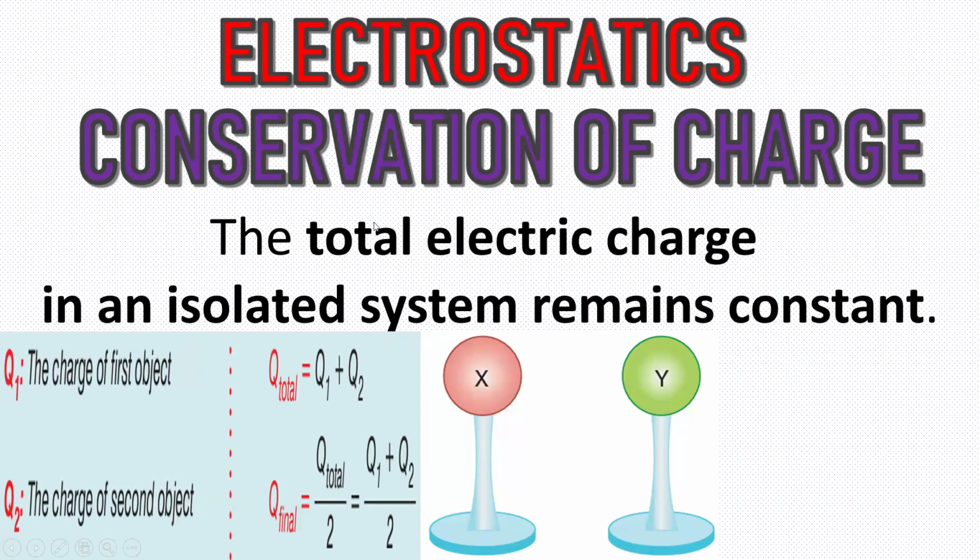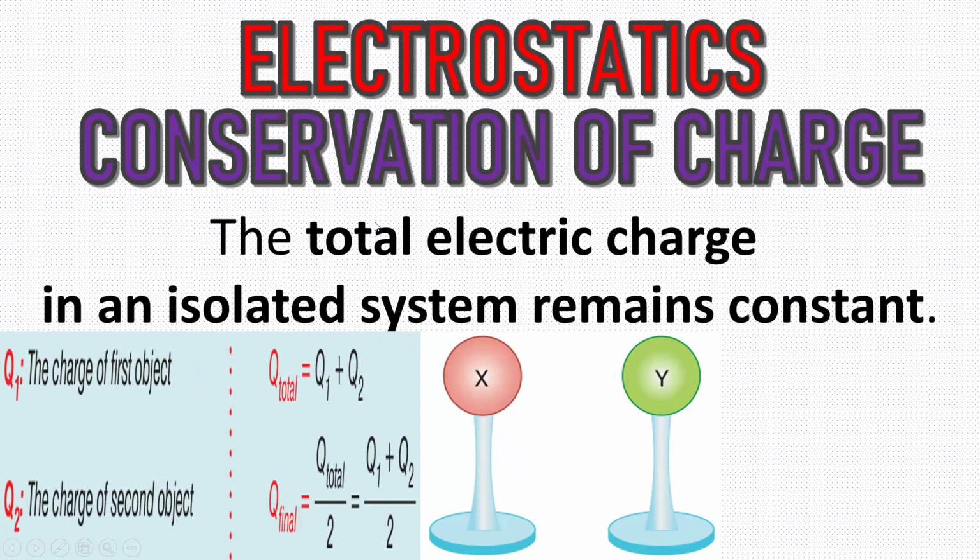Conservation of charge now. The total amount of electric charge in an isolated system remains constant. This is the definition of conservation of charge. We should know this, and it applies in charging by conduction. If you have two charged objects, X and Y, with different charges, when they touch each other they get the same final charge. How do we get the final charge? Q1 plus Q2 over 2.